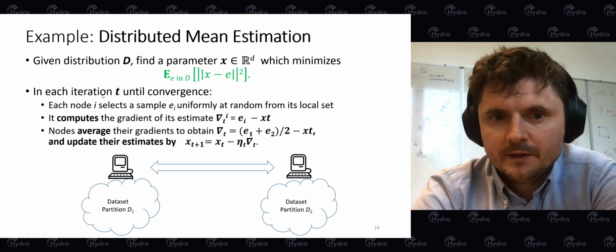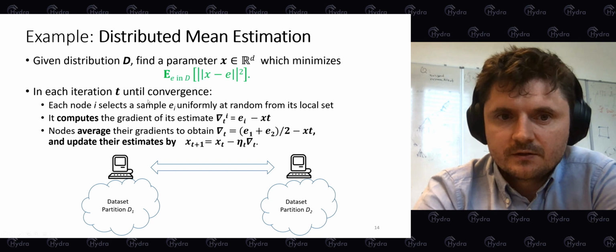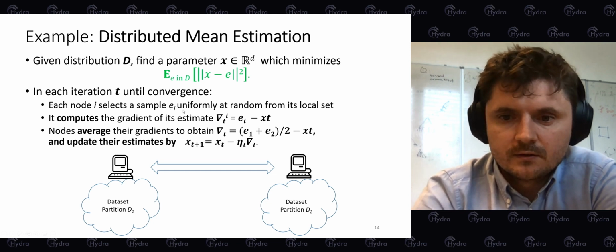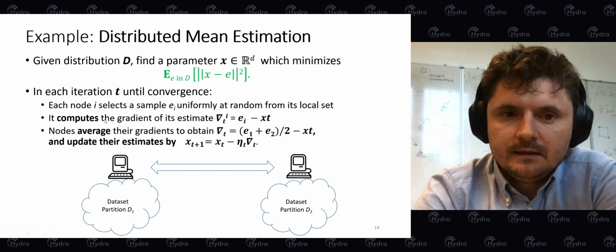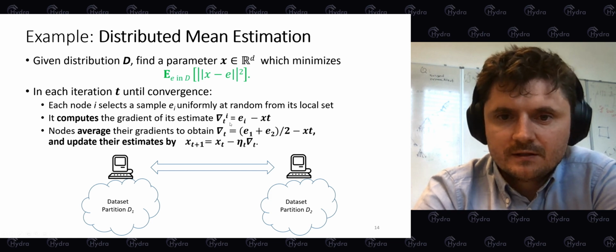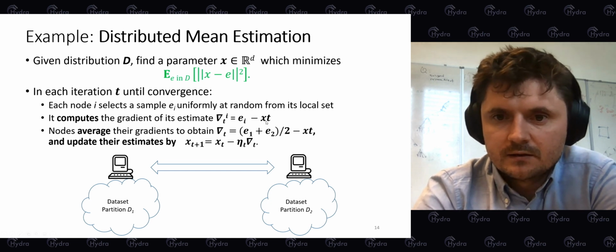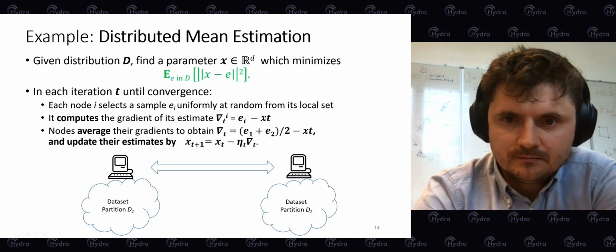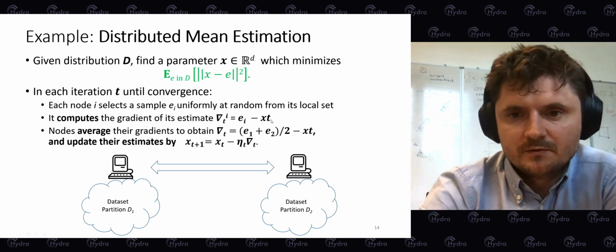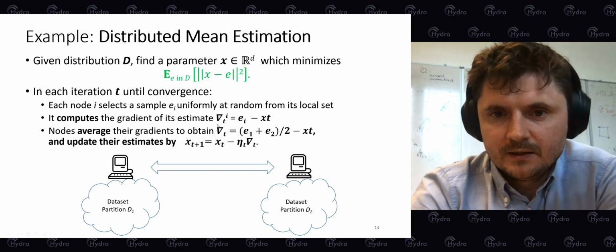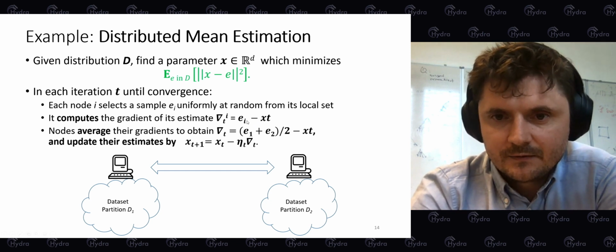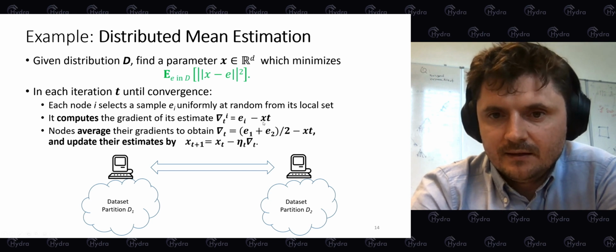So if we plug this loss function into SGD, what we get is that in each iteration t until convergence, each node i will select a sample e_i uniformly at random from its local subset of the dataset. Then it computes the gradient of its estimate, which in this case will simply be the difference between the sample that it grabbed and its current estimate x_t. Sorry, this is just a bug in PowerPoint, which sometimes moves the subscripts. But basically, the gradient here is the difference between e_i and the estimate x_t.